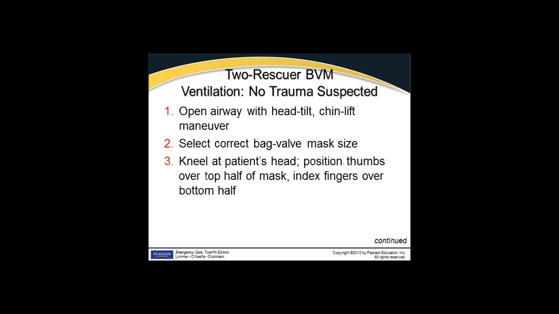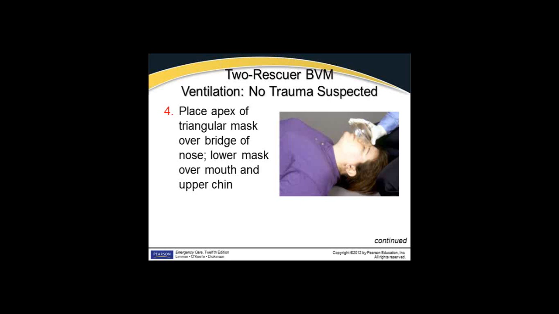So open the airway with head tilt chin lift maneuver. Select the correct bag valve mask size, of course. Kneel over the patient's head and position your thumbs over the top half of the mask, index fingers over the bottom half. Kind of like he's showing there, except use both hands. The apex of the triangular mask goes over the bridge of the nose, and the lower part over the mouth and the upper chin.